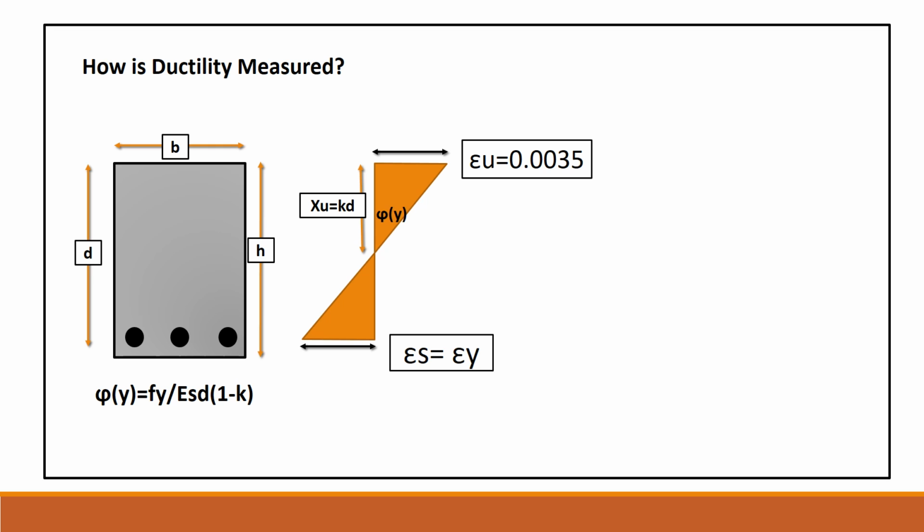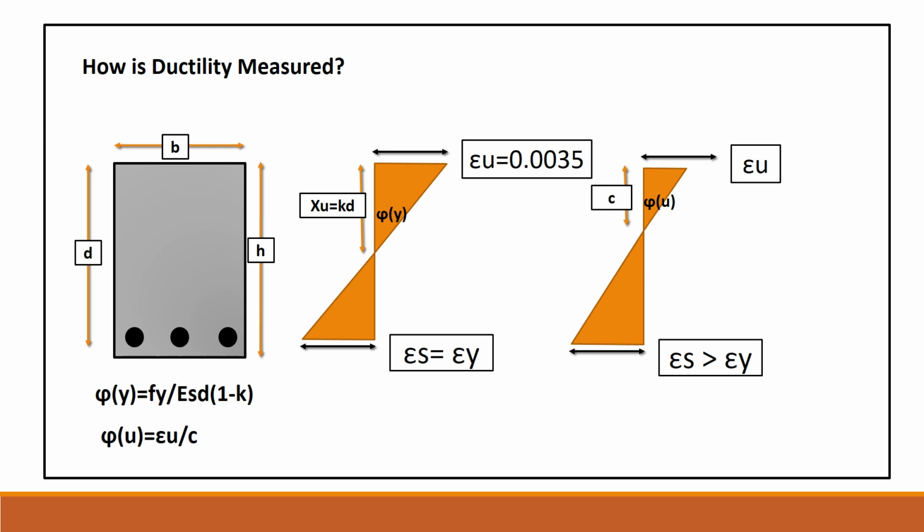Phi u is the amount of curvature at the ultimate point. Now, this would be simply the epsilon u by c.